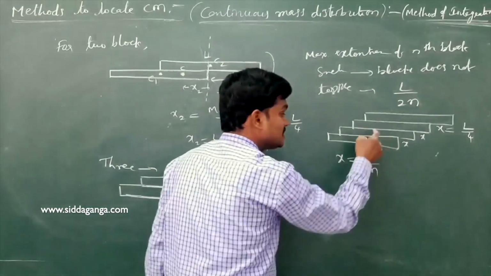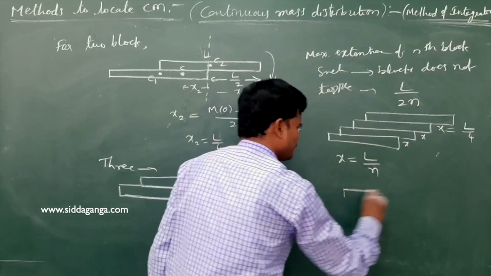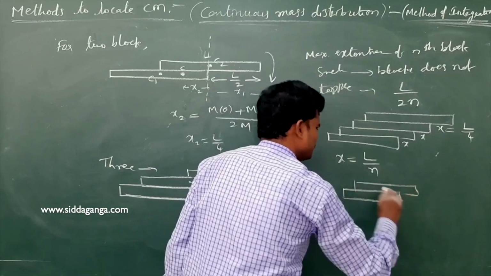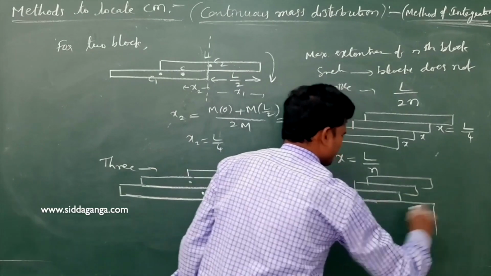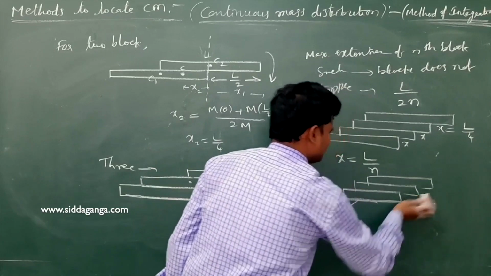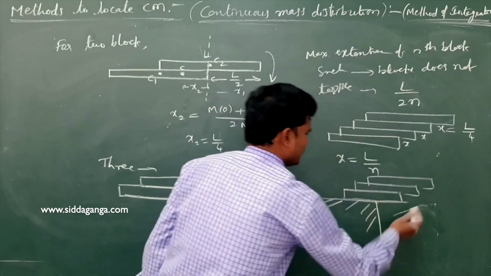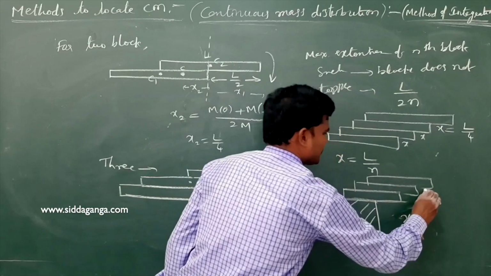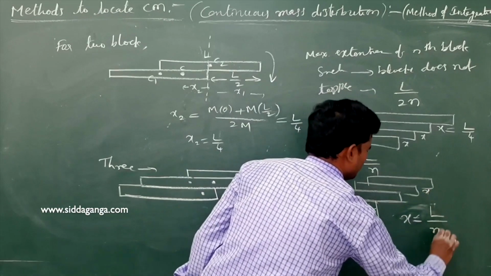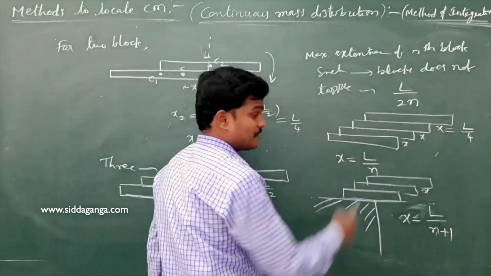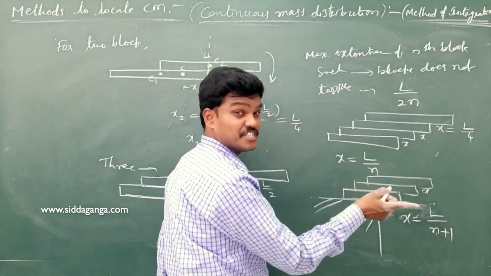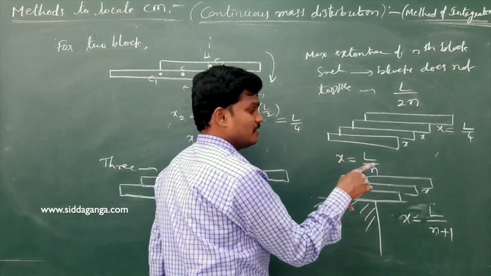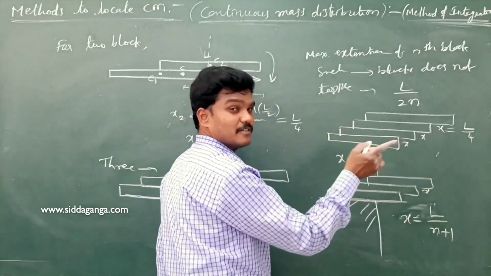And if this system is placed on a table, if they give the edge of the table, then use the maximum extension formula L by n plus 1. For 3 blocks, substitute n value 3 plus 1, 4, like that, L by 4 distance. For 5 blocks, L by 5 plus 1, L by 6, like that.